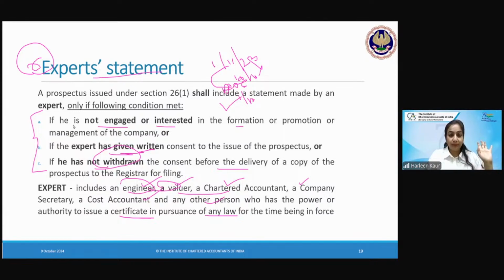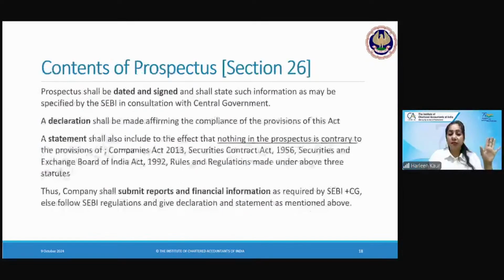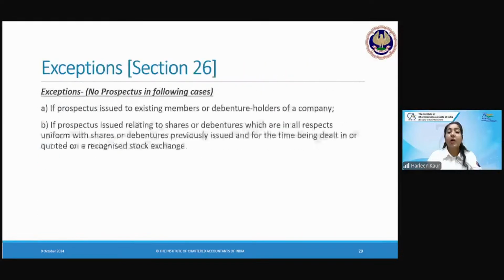Clear? Okay. Now, there is an exception to section 26. The first subsection that you have read, subsection 1, in which we discussed the dated, signed, declaration, statement, and reports, is not required in the following cases, when you don't need a fresh prospectus. Number one, when you're giving shares to the existing shareholders or debenture holders. What do you call this? That means you're coming up with a rights issue. What is the meaning of rights issue?